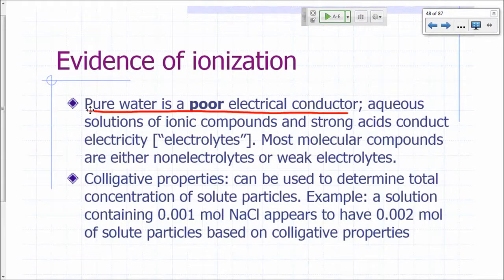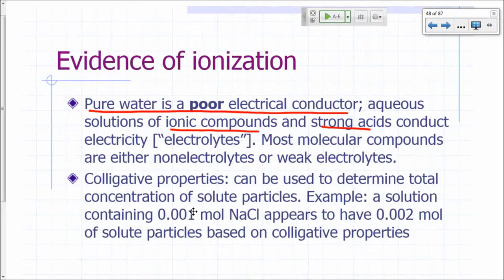So if you have ionic compounds and strong acids and you put them in water, they make the water conduct electricity really well. Whereas most other molecular compounds, if you put them in water, are not going to conduct electricity.